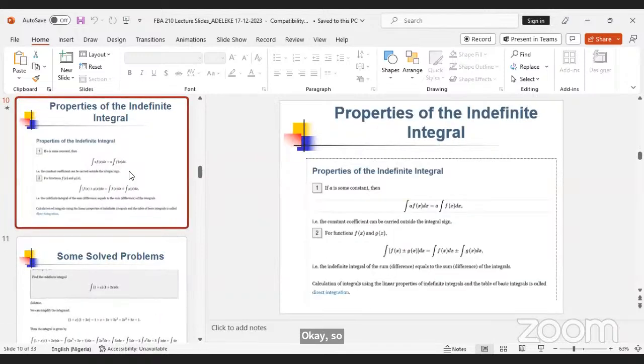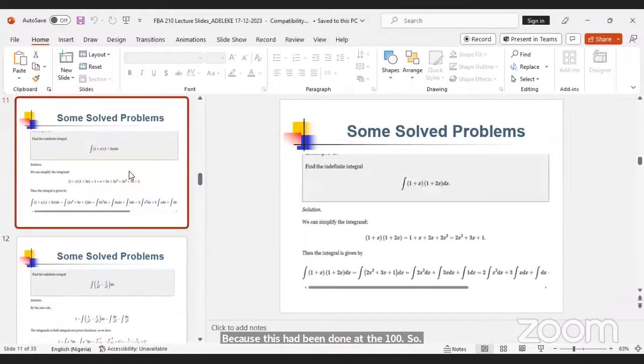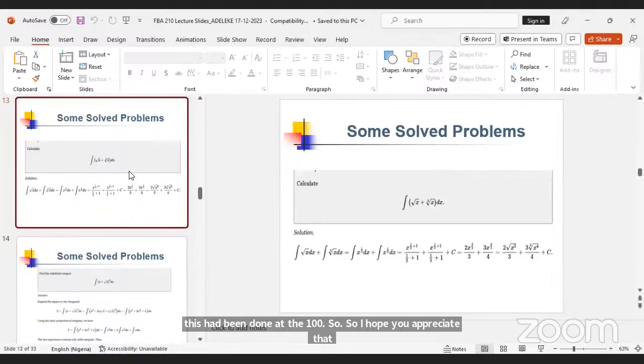So I hope you appreciate why I'm moving at that pace. The whole idea is not to teach integration per se. It's actually to show you how to apply it, because integration has been done at the 100 level. I hope you appreciate that.